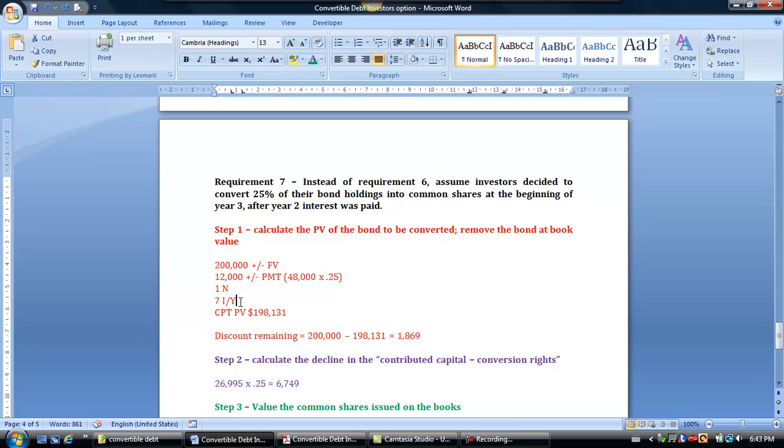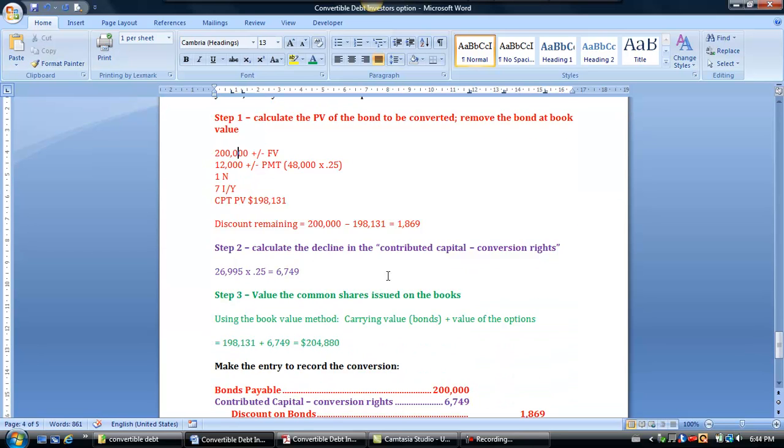And again, I know my interest rate is 7% for the year, so when I press compute PV, I know that the present value of those 200,000 in bonds that are being retired is 198,131. So the remaining or unamortized discount is 1,869. So now I'm going to have to remove that 1,869 from my books along with the 200,000 in bonds, and I'm also going to have to calculate the amount of the contributed capital on the conversion rights that's coming off the books as well.